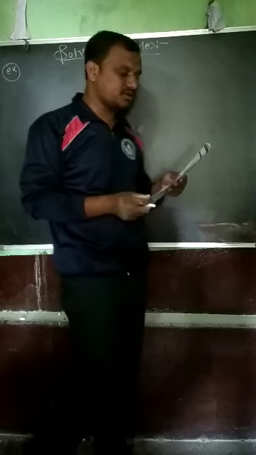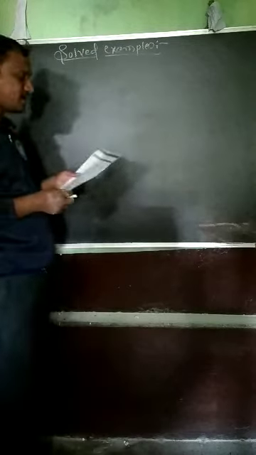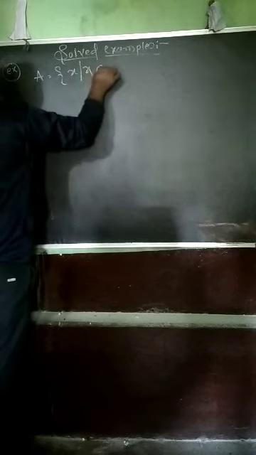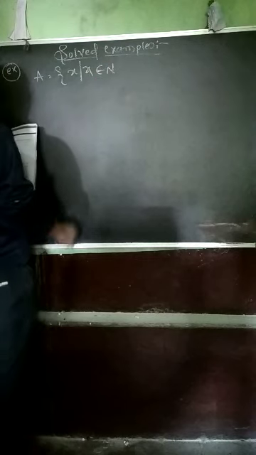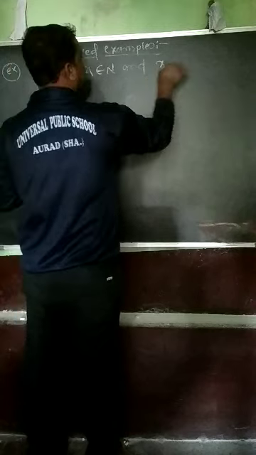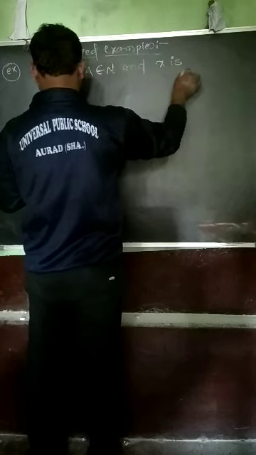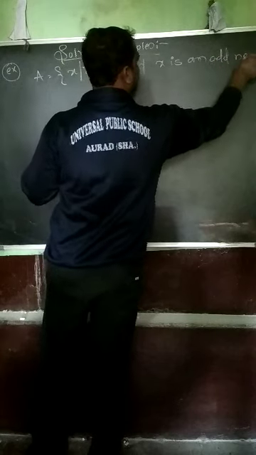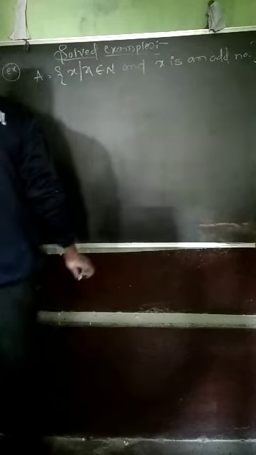So see here the example given. Write the following sets using the listing method and classify into finite or infinite. Example number 1: given A equals x such that x belongs to N and x is an odd number. So, solution.